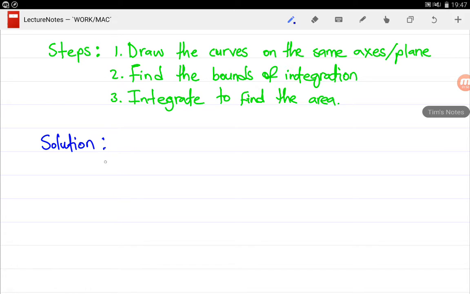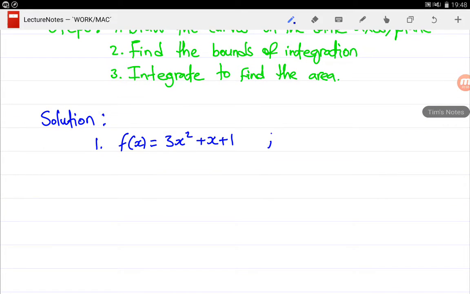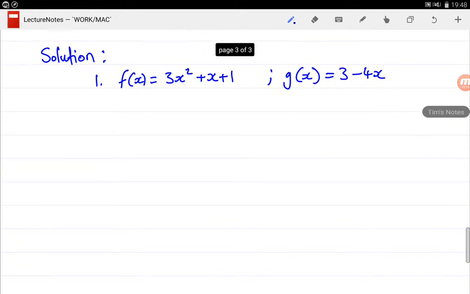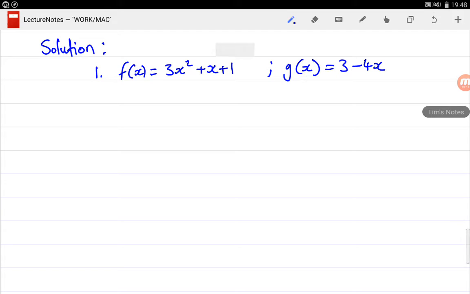Okay, let's start with step one. We're going to have to draw this curve. So our function f of x was given as 3x squared plus x plus 1. Okay, and g of x is equal to 3 minus 4x. Okay, that should be easy to spot out. So the first part is we have to draw this curve.